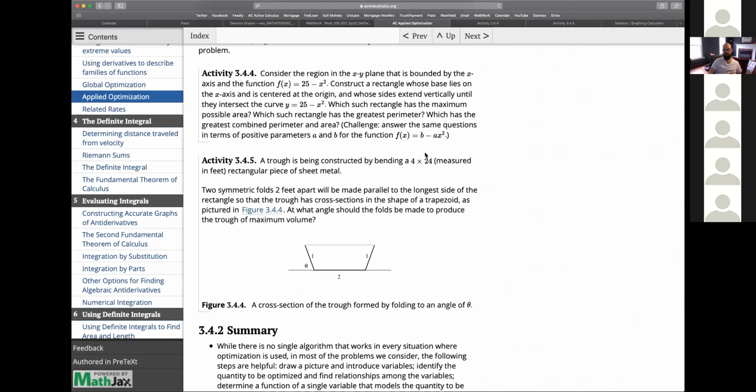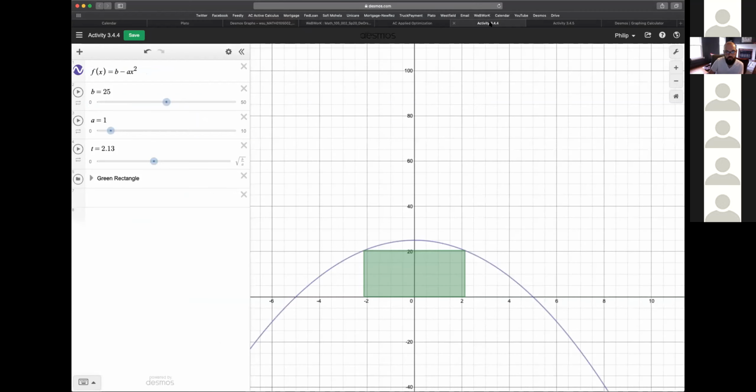And so the question becomes, which rectangle has the maximum area? Which rectangle has the greatest perimeter? And which one has the greatest combined perimeter and area? Let's see if we can answer some of these questions. Then it gives us this challenge of doing it for parameters A and B. So this is our challenge: we are going to try to find the maximum values of such a rectangle.